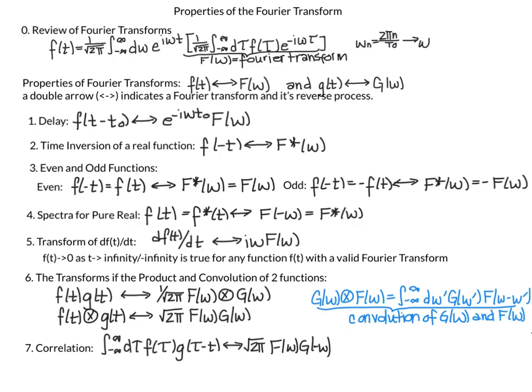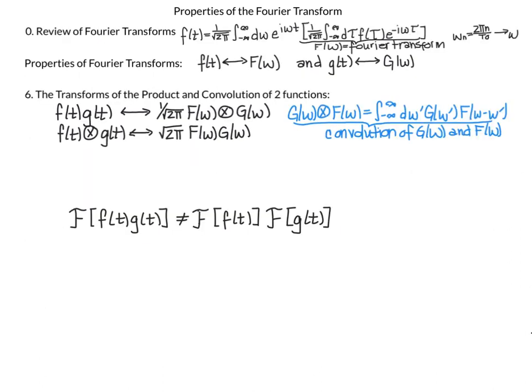The next property we're going to cover concerns the multiplication of two functions f of t and g of t. If we know the Fourier transform of f of t is capital F of omega, and we know the Fourier transform of g of t is equal to this capital G of omega, then we want to know the Fourier transform of f times g. And the solution to that is going to involve this new operation called convolution, which we will discuss. Next, we're going to talk about the transforms of the product and convolution of two functions.